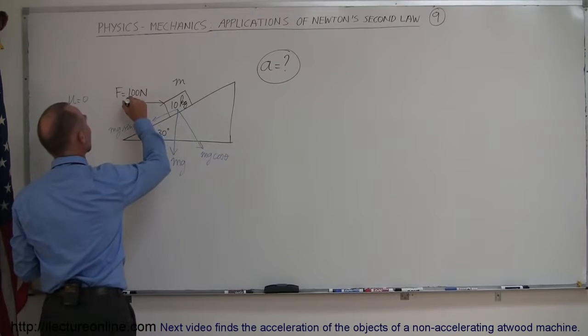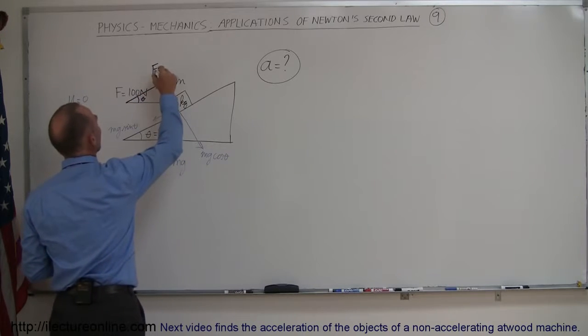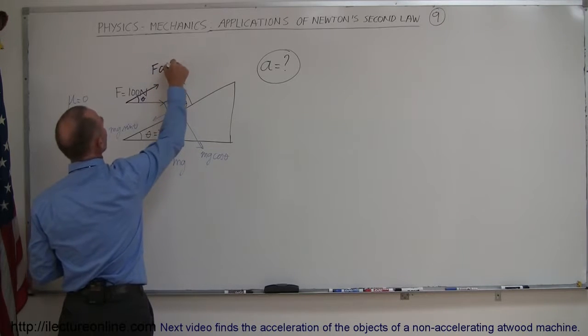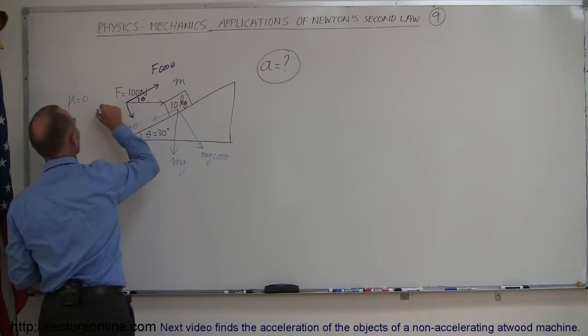So here we have the parallel component. This would be F times, and of course this would be the same angle theta, so this would be F times the cosine of theta. And then here we have the perpendicular component, so this would be F times the sine of theta.